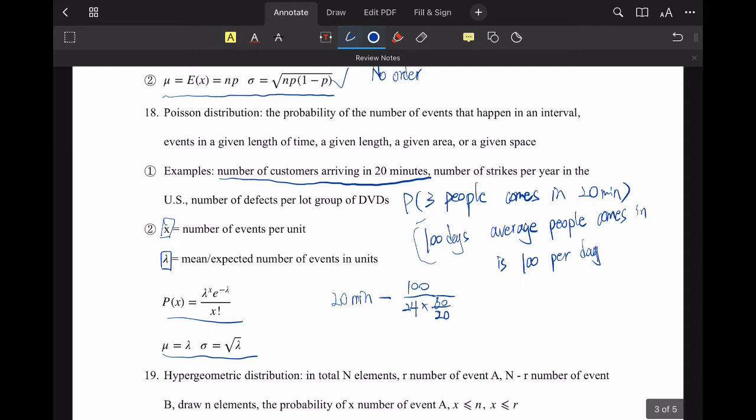So this is our expected number of customers that will come in 20 minutes. You see, the trick here is to calculate the epsilon. Once you get epsilon, you can get the probability, the mean, and standard deviation. So this is about Poisson distribution. You need to identify that this kind of situation needs Poisson distribution, and how to get the epsilon.